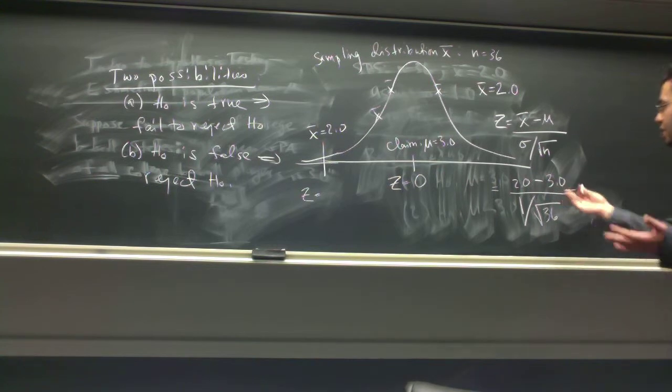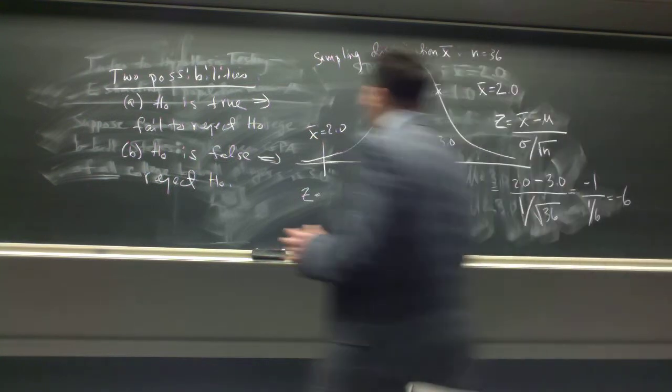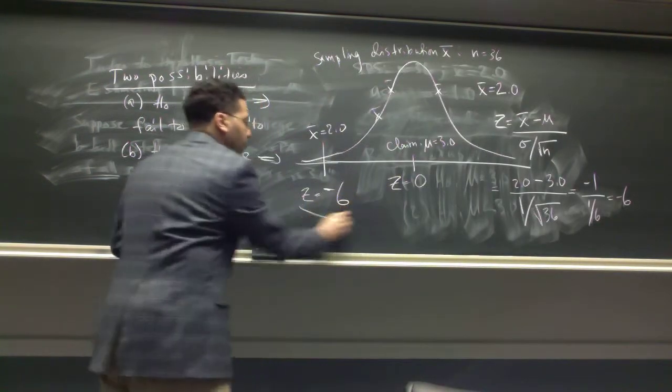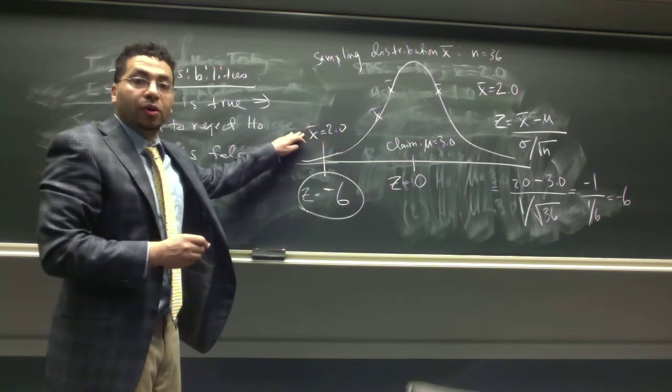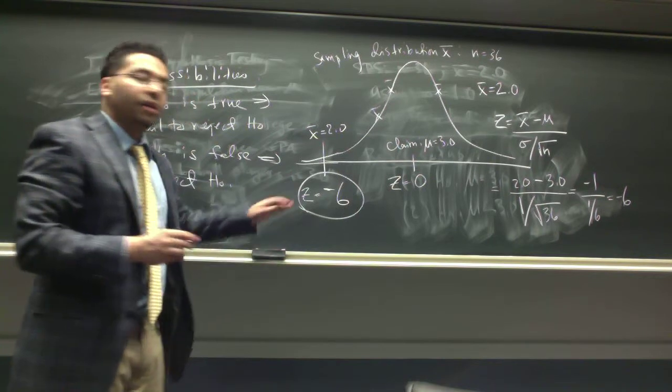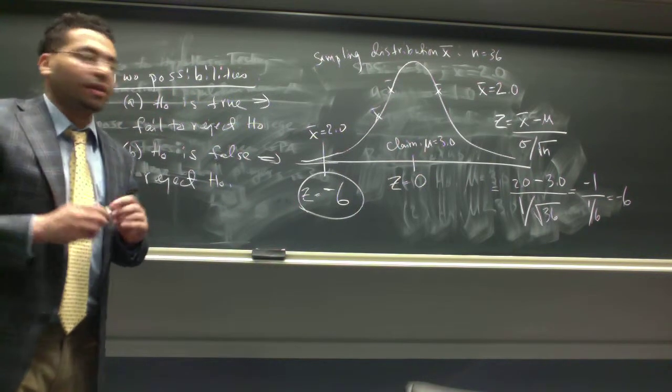If we consolidate the numbers, we have negative 1 over 1/6, or negative 6. So the associated z-score with an x bar of 2.0 is negative 6. Now let's stop to think about that for 1 second.